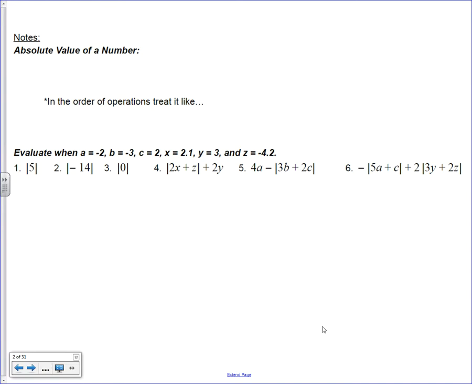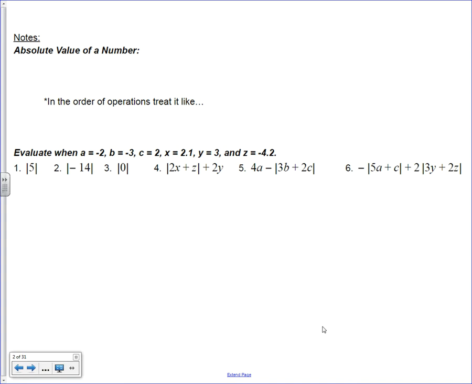So we're going to go through the middle section here where it talks about the absolute value of a number. And we're going to go through these first 6 problems. And then we're going to flip it over and do the first 2 starred problems on the back. So then the rest of this will be for tomorrow. Everybody good? Yes? Okay, so here we go.